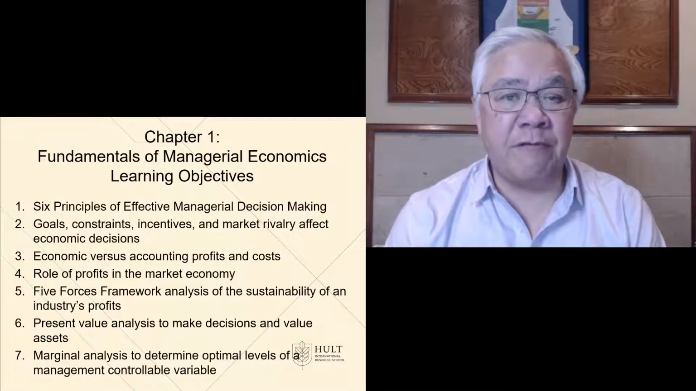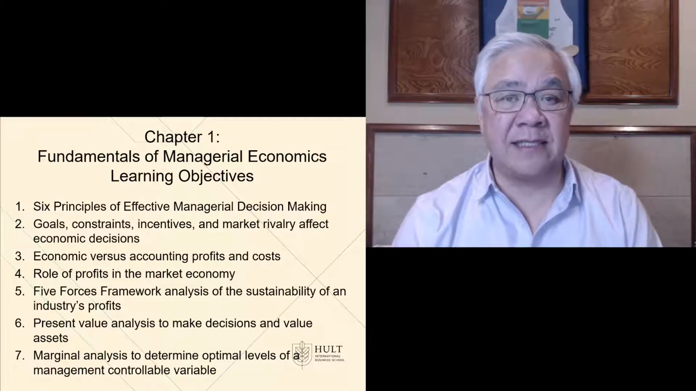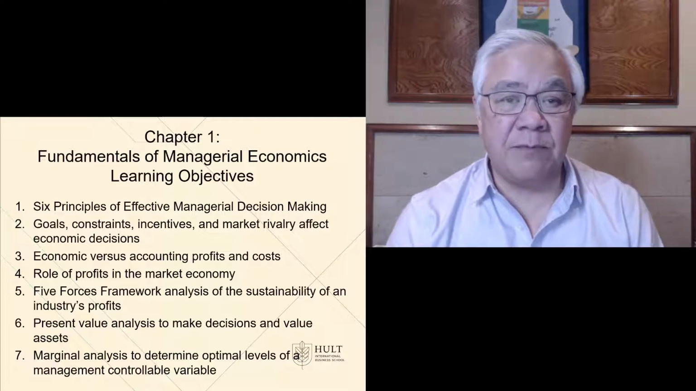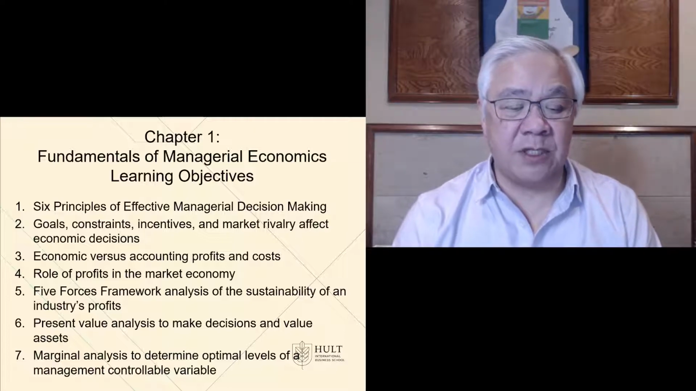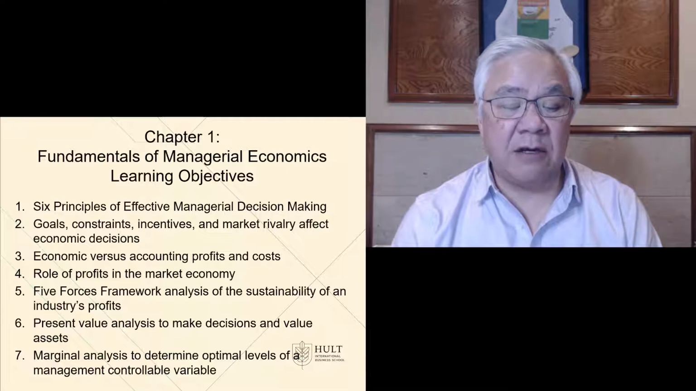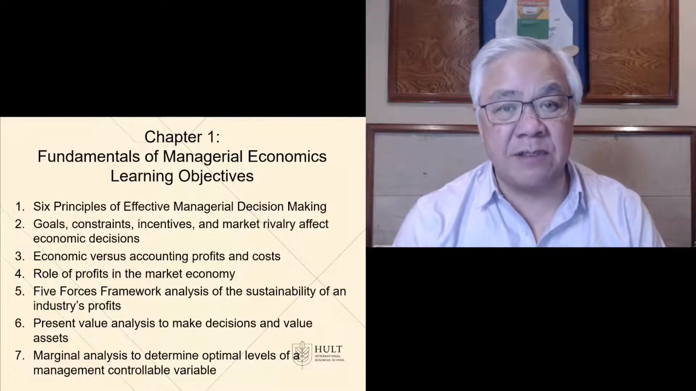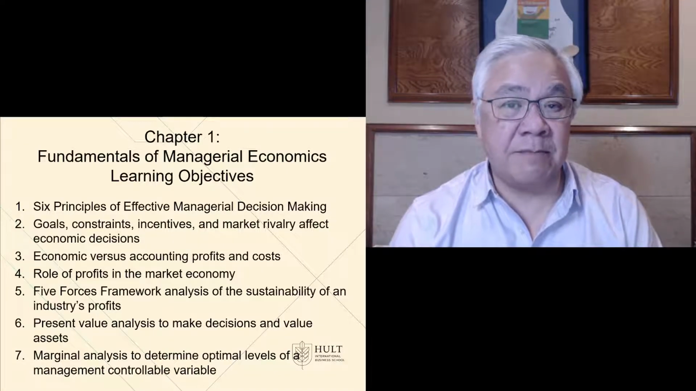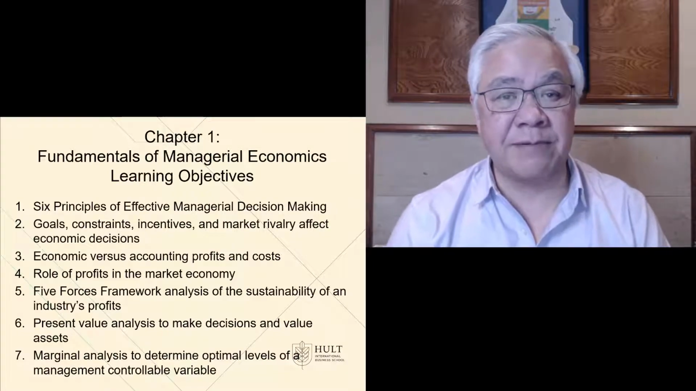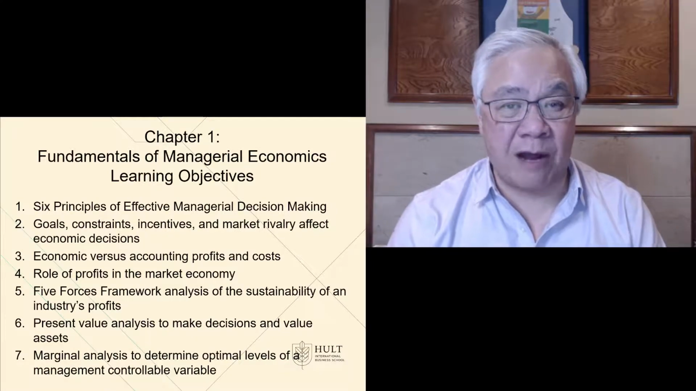Then we'll do a brief refresher on present value analysis and time value of money. And we'll end up with an important topic for this chapter, which is marginal analysis, looking at how to find optimal levels of a particular equation. In this case, we're going to look at optimal levels to achieve maximum profit.